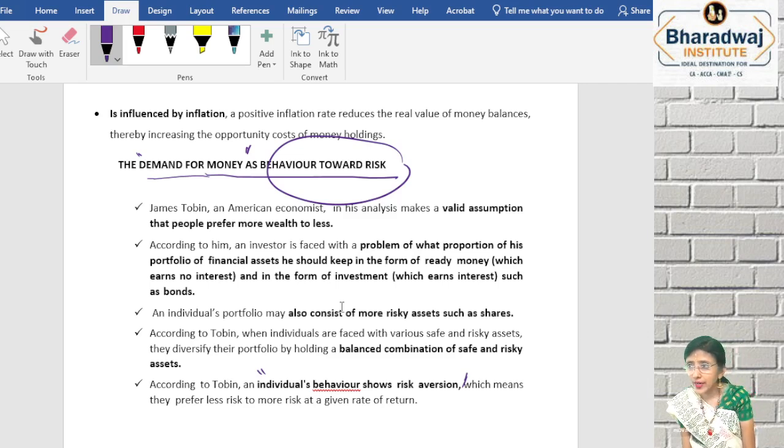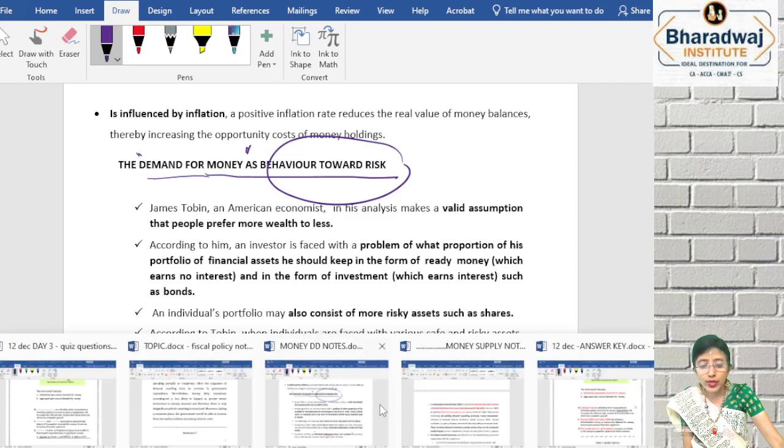Clear? Getting it? These three main points I want to give you in post-Keynesian theories. Even if you don't have time, if you have this in mind, you can answer the question. Are you clear? Okay. Shall I go to the next one?